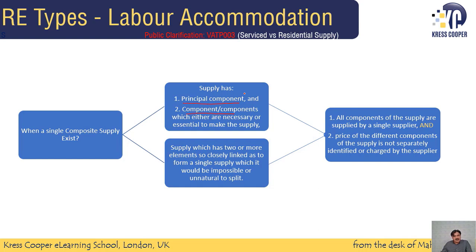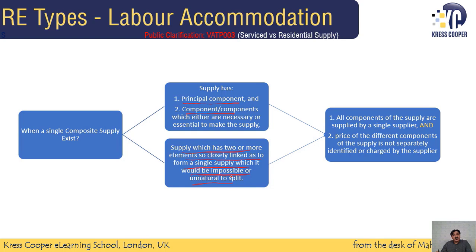Then it will be considered a single component supply. Or they said supply which has two or more elements so closely linked as to form a single supply, which would be impossible or unnatural to split. So still it will be considered a single composite supply. So whenever a single composite supply is being made, all the components of the supply are supplied by the single supplier. We need to look into this also.